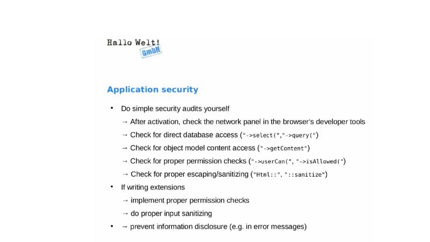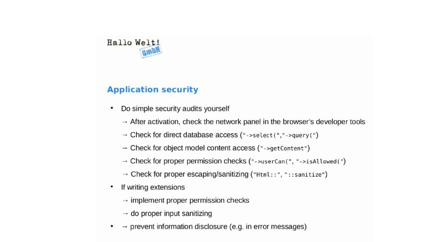Okay, application security, now it's going to be a little bit sophisticated. You can do security reviews yourself, but it's hard. And these are just some examples. It's not a complete, comprehensive list of things that you can check, but if you run over an extension that you're not sure about, you can do some kind of simple security review yourself.